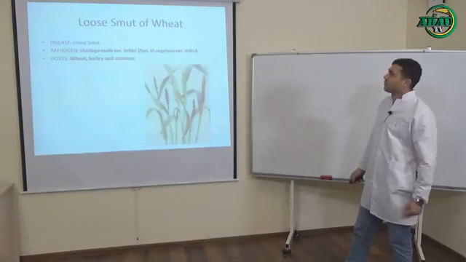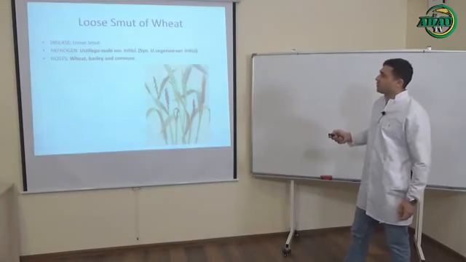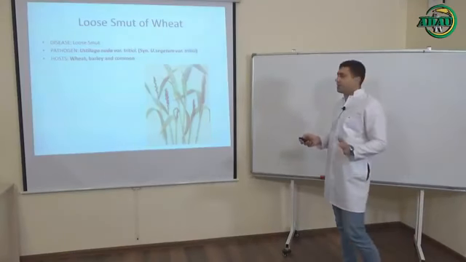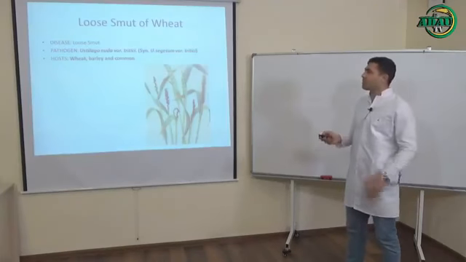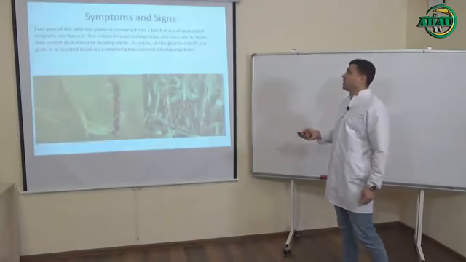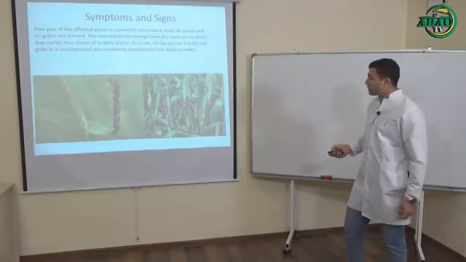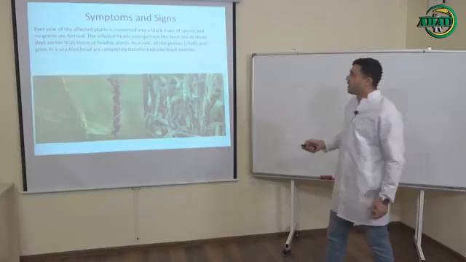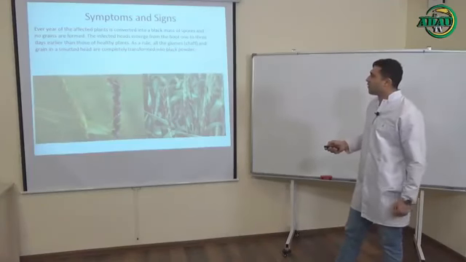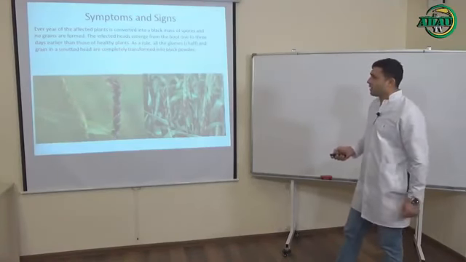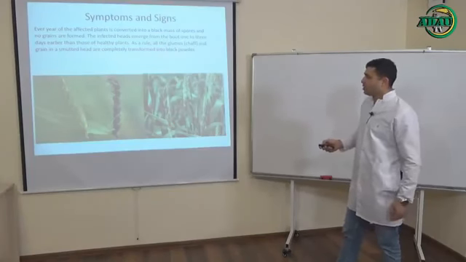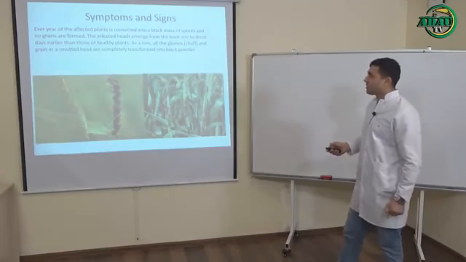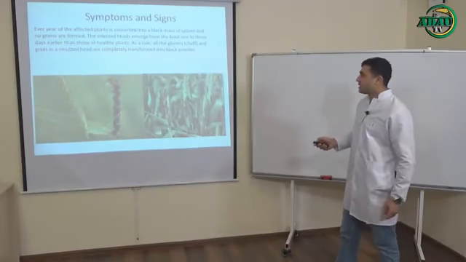So, loose smut of wheat. The disease name is loose smut, and the pathogen is Ustilago nuda tritici. The hosts are wheat, barley, and others. So, symptoms and signs. You can see here the signs and symptoms on wheat plants. Every head of the affected plants is covered in a black mass of spores, and no grains are formed. Infected heads emerge from the boot about 3 days earlier than those of the healthy plants.